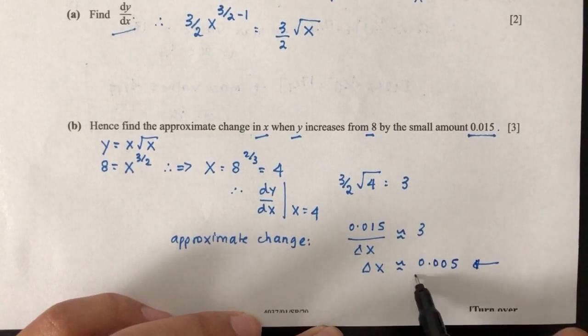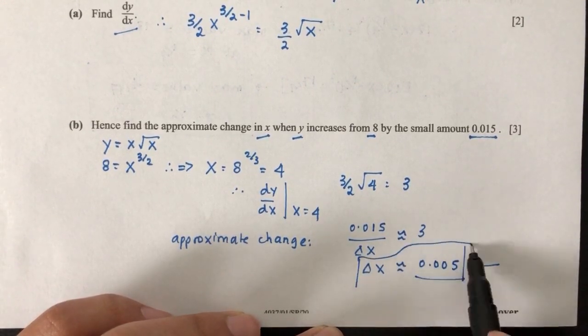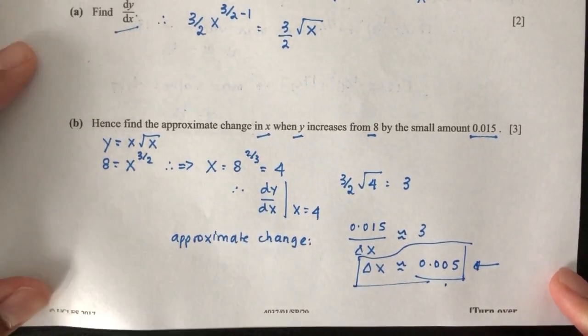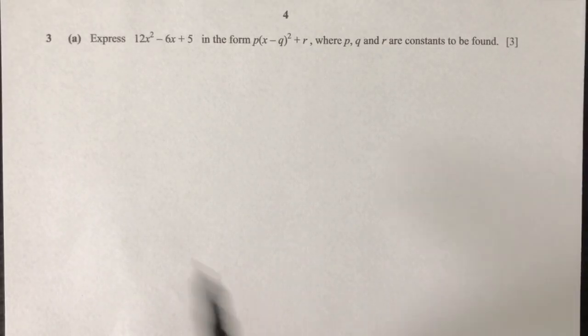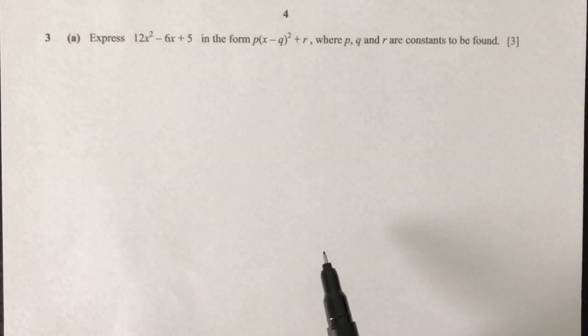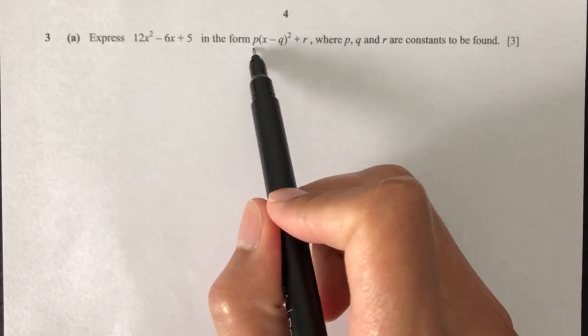So this will be your answer for the approximate change in x. That is question number 2. Moving to question number 3, part A. Express 12x squared minus 6x plus 5 in the form of this.